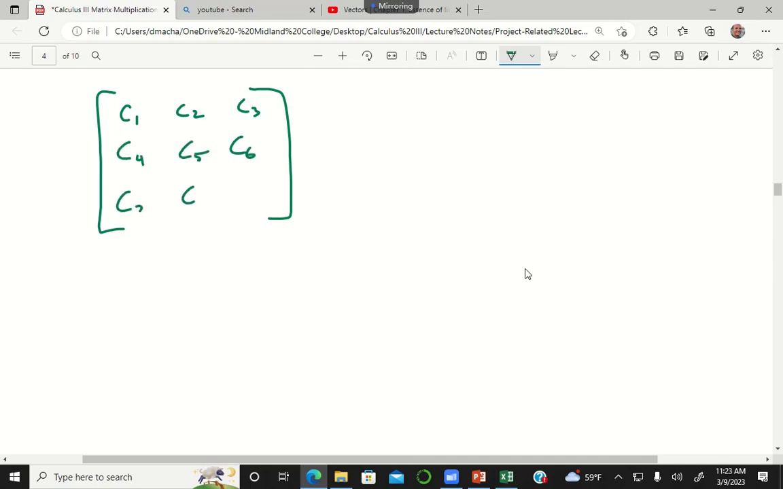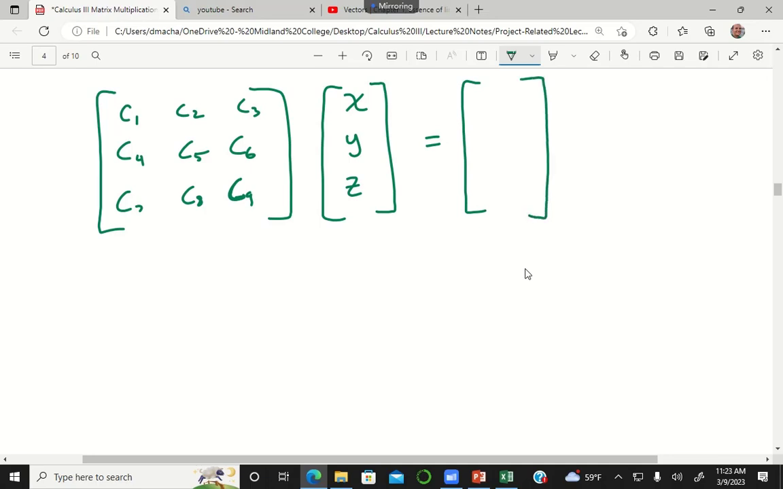If I have a matrix, let's say this matrix C1, C2, C3, C4, C5, C6, C7, C8, C9. Those are the entries in my 3 by 3 matrix. And then I have a vector x, y, z. So x, y, and z are just entries in this size 3 vector. And then this is equal to another vector A, B, C.